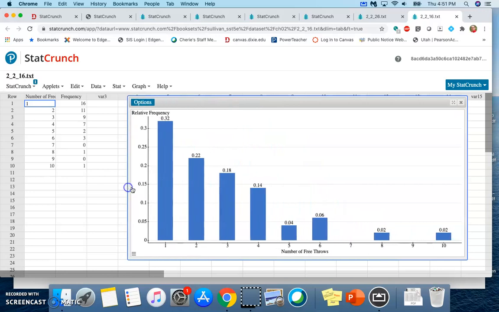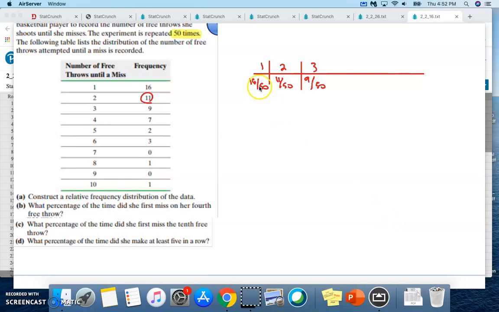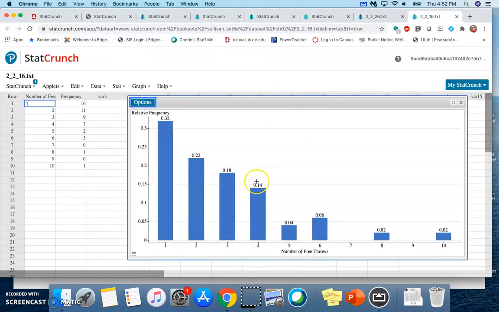And I'm going to spread this out. You can see here is my relative frequency. So I'd have a 0.32, a 0.22, a 0.18, then a 0.14, 0.04, 0.06, and then 0, 0.02, 0, 0.02. So you can see we started out as 0.32, 0.22, 0.18. So that's a look at how we did that. I'm running out of time, but we'll continue to part 2.